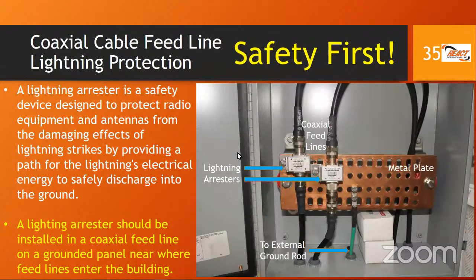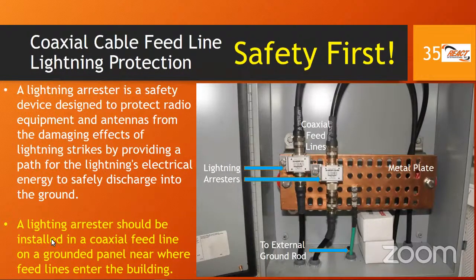So what we do, we use lightning arresters. We put that into the feed line or the coaxial line, and you'll see here, these are lightning arresters. Sometimes they may call them polyphasers. It's grounded onto a bar, and then that bar is also grounded to a ground rod outside. So this is our coaxial or feed line that goes from our antenna to a radio. We have a box on the outside, it passes through, and we ground it off. That's the lightning arresters.